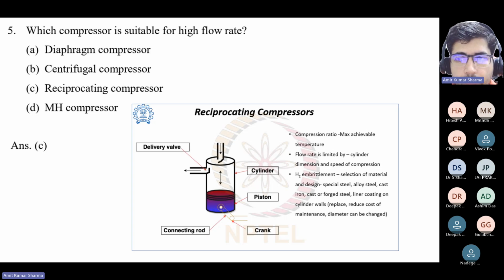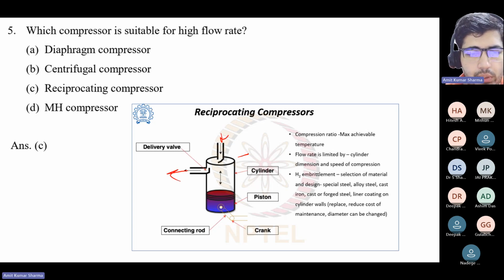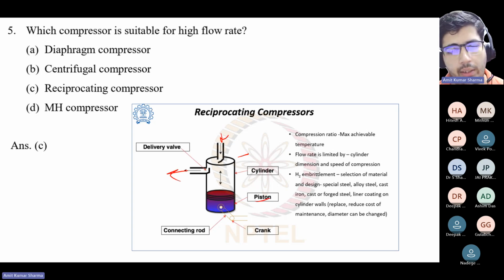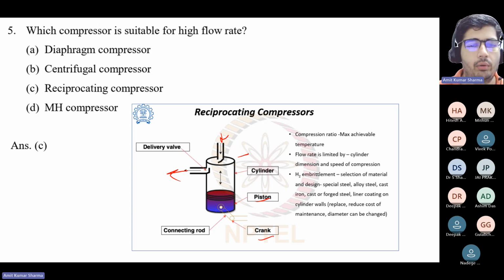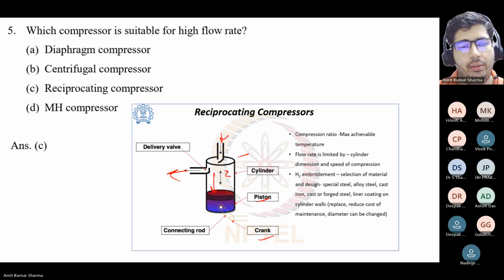Reciprocating compressor. Here you can see we have a cylinder, then the inlet valve, delivery valve, piston, and a connecting rod and crank. When the piston is coming downwards, the pressure will come down here and there will be suction of hydrogen.